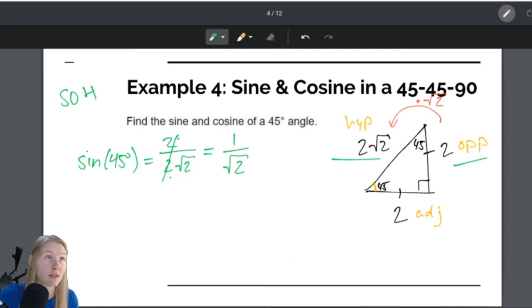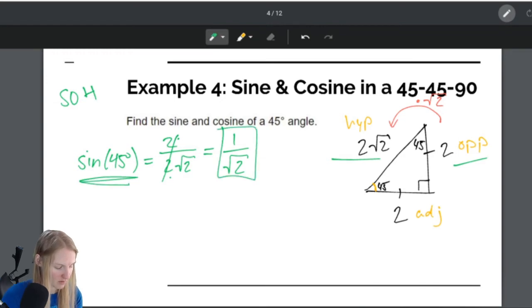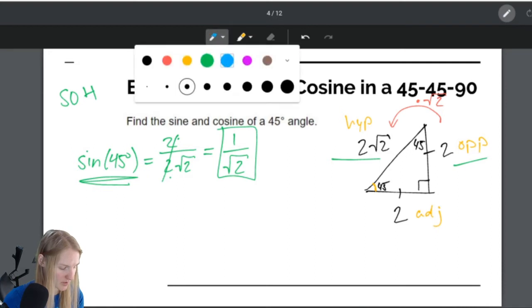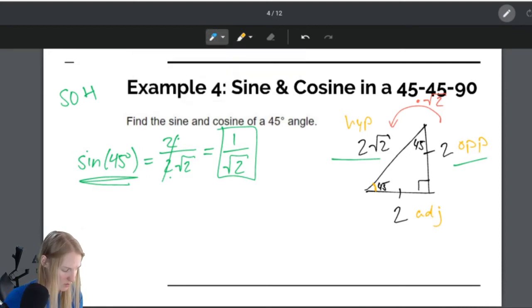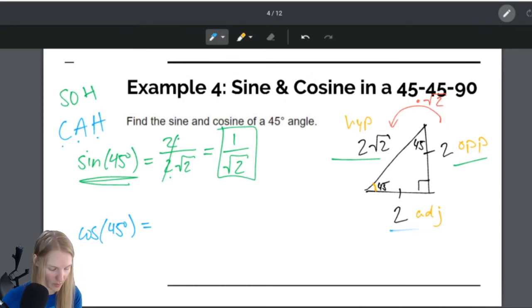We could rationalize the denominator if we wanted to, but again, I never used that in math until ring theory, so don't worry about it. Okay, so sine of 45 degrees is 1 over root 2. Now, let's get a different color in here. We're going to look at cosine of 45 degrees, which is, remember the ka, so ka, toa. Cosine is adjacent over hypotenuse. So now we're looking at these two.